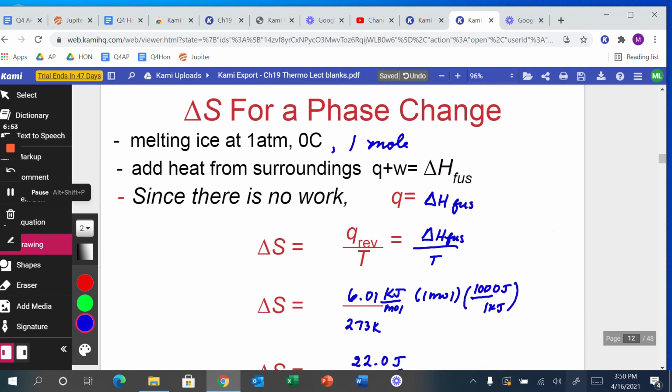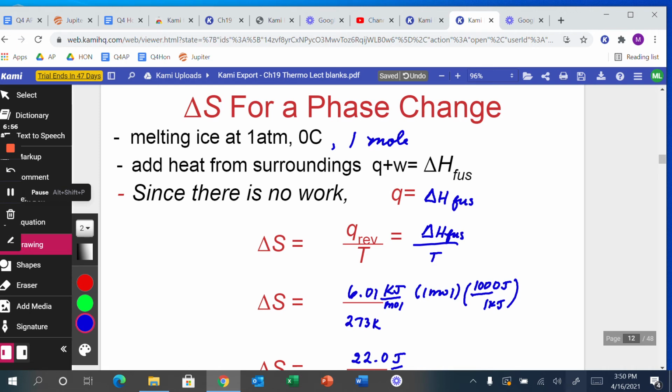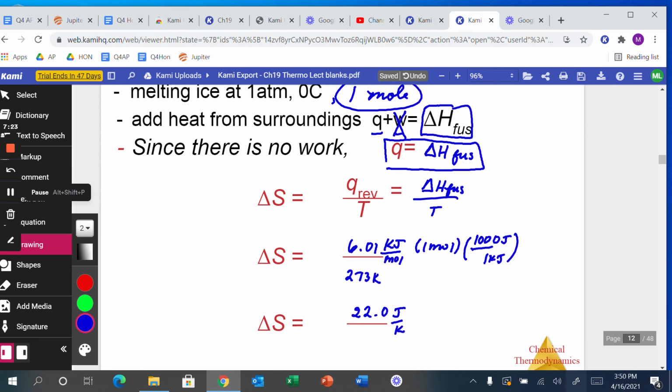Okay, so let's calculate the delta S for a phase change. You're melting ice. You have 1 mole of it. You're adding heat from the surroundings. Delta H is equal to heat plus work, but we're not doing any work here. We're just putting heat into the system. So the work will be 0, so Q equals delta H. So delta S equals Q over T.